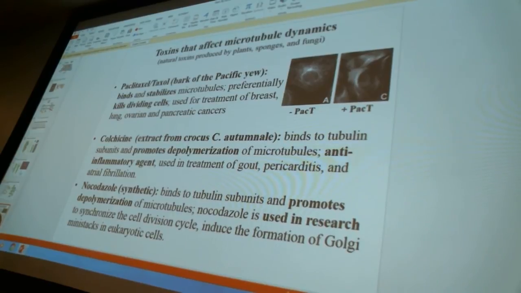Colchicine is another example of a chemical, or toxin, utilized in medical treatment of different types of diseases. This is an anti-inflammatory agent primarily, and it's utilized greatly in treatment of such diseases like gout and pericarditis. In research, we use the synthetic drug nocodazole, which promotes depolymerization by binding to the tubulin subunit and preventing tubulins from organizing into the fibrils.